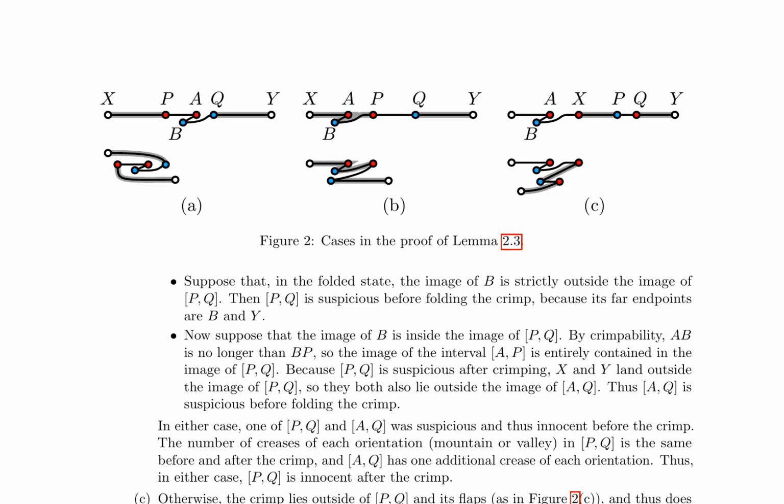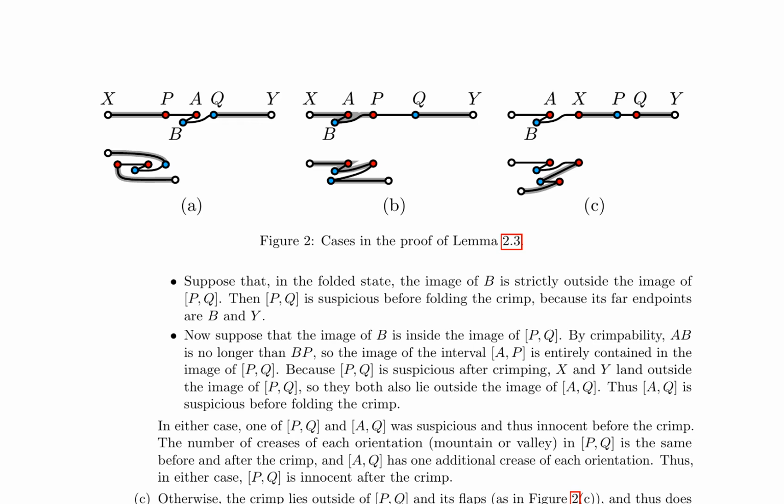Lemma 2.3 proves that performing a crimp preserves the innocence of every suspicious interval. The proof involves considering the suspicious interval after the crimp and its relation to the new segment created by the crimp. In all possible cases, the lemma shows that the suspicious interval remains innocent after the crimp.